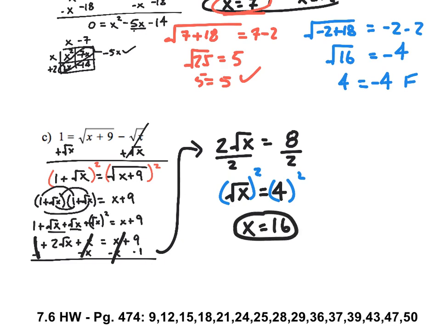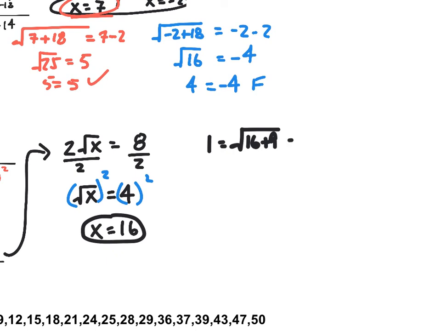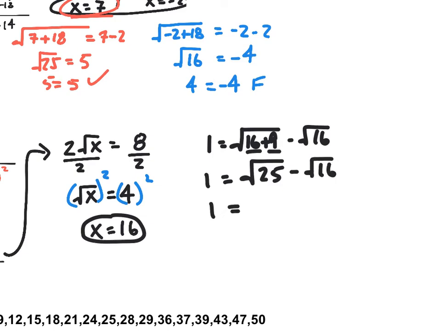And we're going to plug this in. So I get 1 is equal to the square root of 16 plus 9 minus the square root of 16. As a result, 16 plus 9 is going to give me 25, so the square root of 25, minus the square root of 16. So I've got 1 is equal to 5 minus 4. Now 5 minus 4 is just going to give me 1, and 1 is equal to 1, and this is true, so this solution works. Okay, so that's the idea.